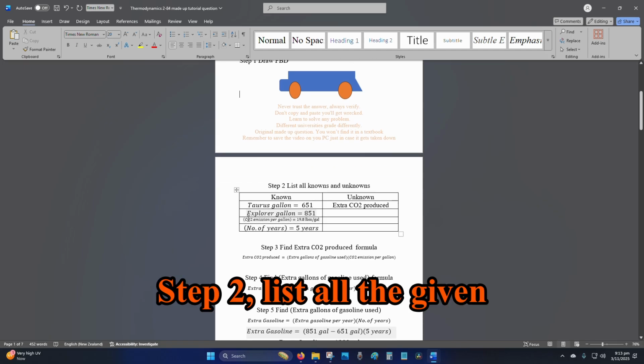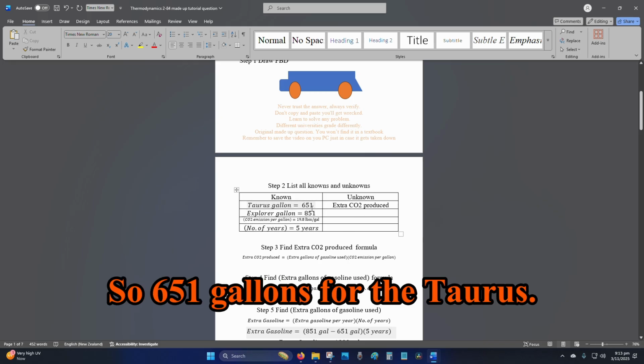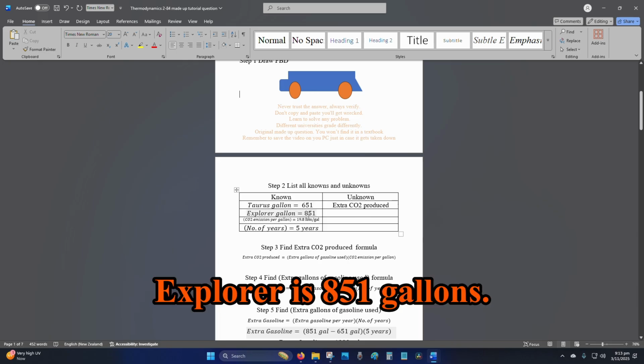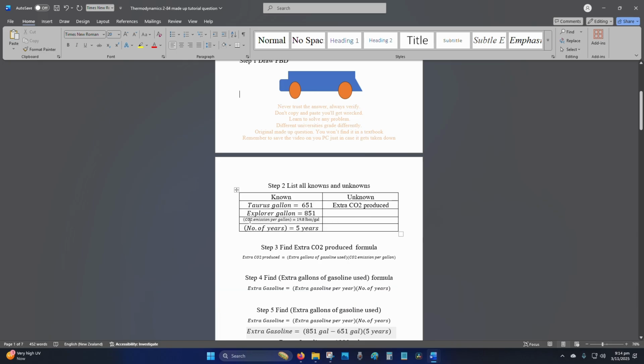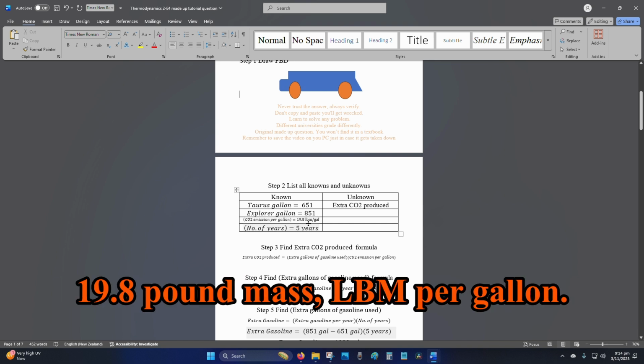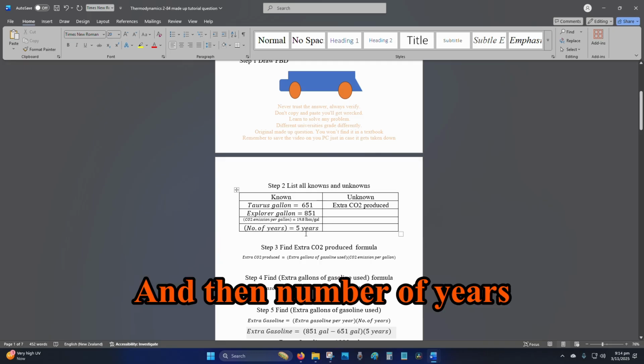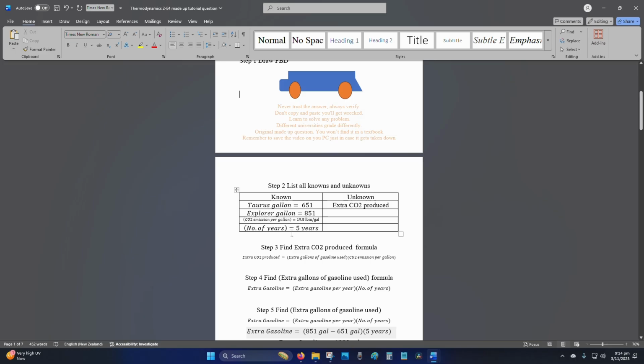Step 2, list all the given variables, find the unknown. So 651 gallons for the Taurus, Explorer is 851 gallons. Carbon dioxide per gallon is 19.8, so 19.8 pound mass, lbm, per gallon. And then number of years driven, which is 5 years.